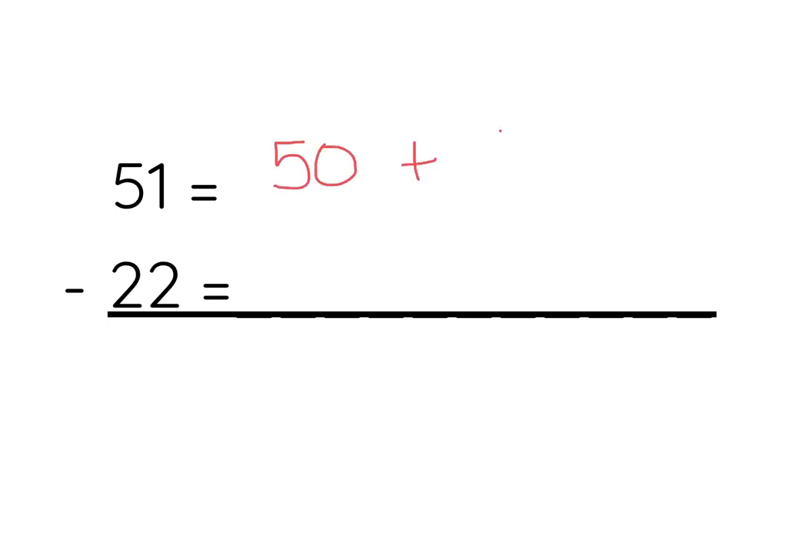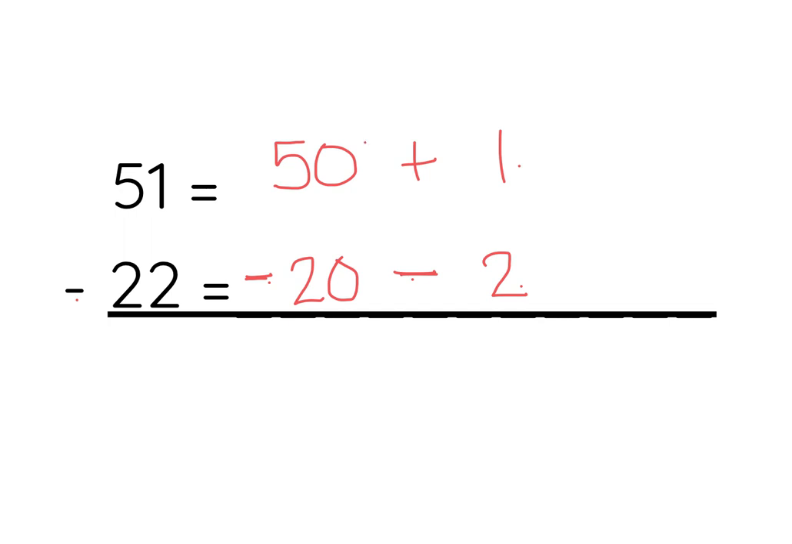50 plus 1 and minus 20 minus 2. This way we have the same value. All right, look at your digits. We're on the ones place value. And again, 1 minus 2 would give me a negative 1. So we don't want to worry about negatives in this strategy.